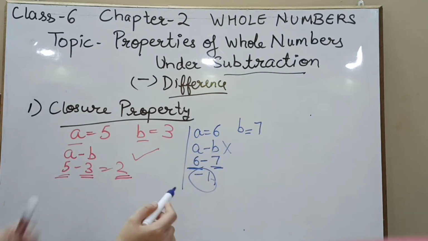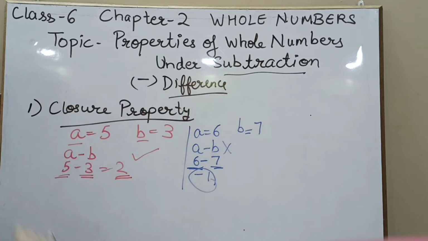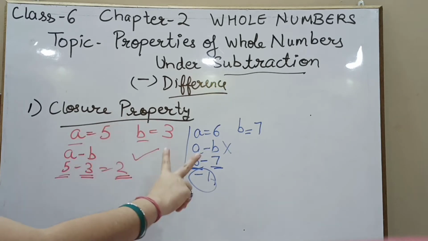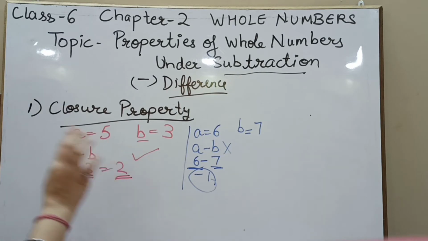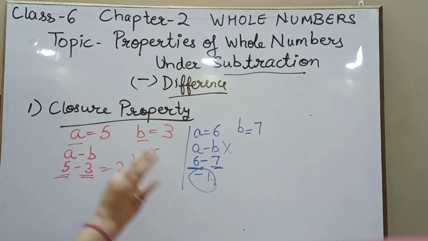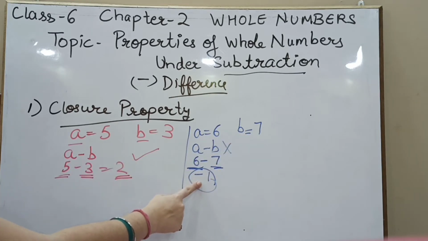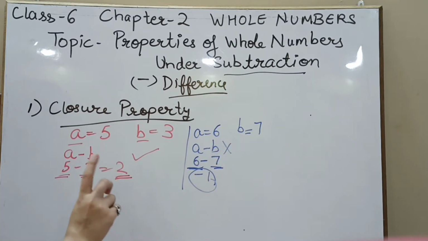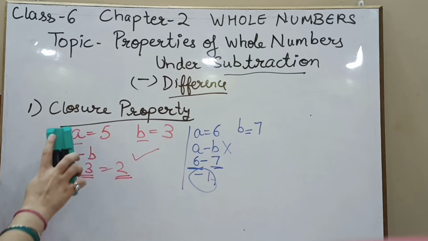So there are different cases that we can consider, but in whole, what do we conclude? That closure property is not true under subtraction. The closure property says that if you are subtracting two whole numbers, the answer will always be a whole number, which is not true under subtraction, because when you are subtracting two whole numbers, you are not always getting a whole number. So closure property does not hold true under subtraction. This was my first property.